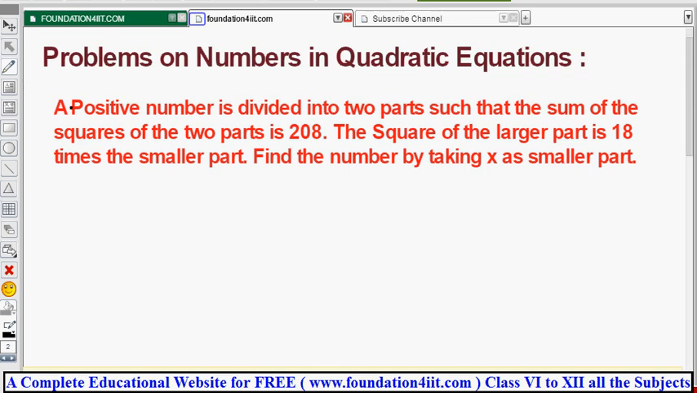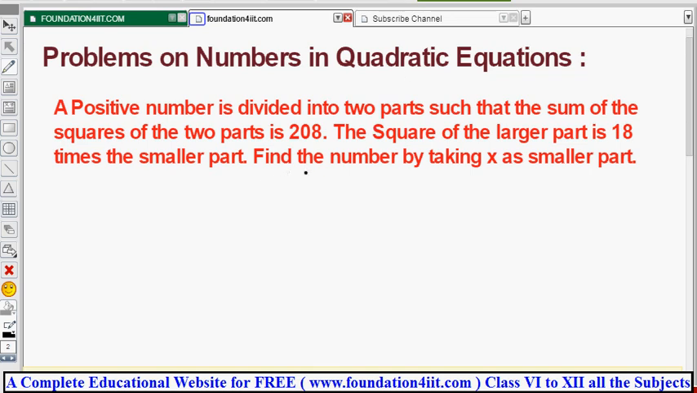Now if you see this problem here, a positive number is divided into two parts. The number is divided into two parts such that the sum of the squares of the two parts is 208. This is one statement. The square of the larger part is 18 times the smaller part. This is the second statement. So we should read the question clearly and carefully. Then we should take the step to form the quadratic equation.